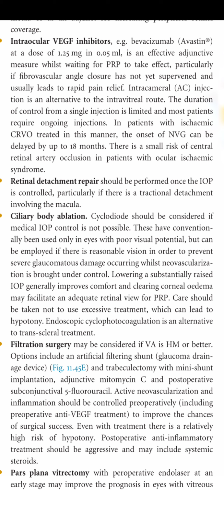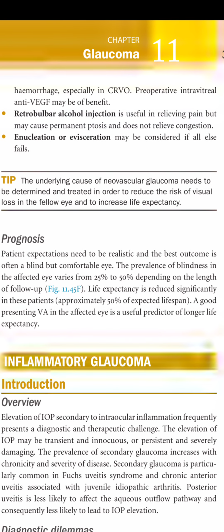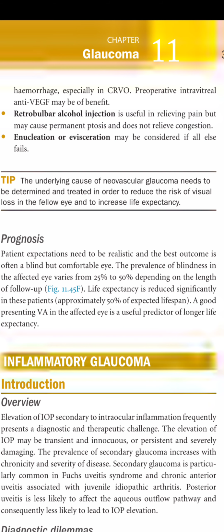Pars plana vitrectomy with pre-operative and per-operative endolaser at an early stage may improve the prognosis in eyes with vitreous hemorrhage, especially in CRVO. Or pre-operative intravitreal anti-VEGF may be of benefit.